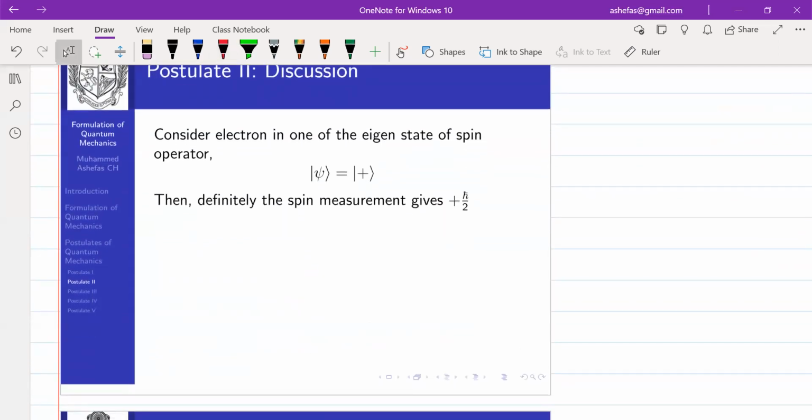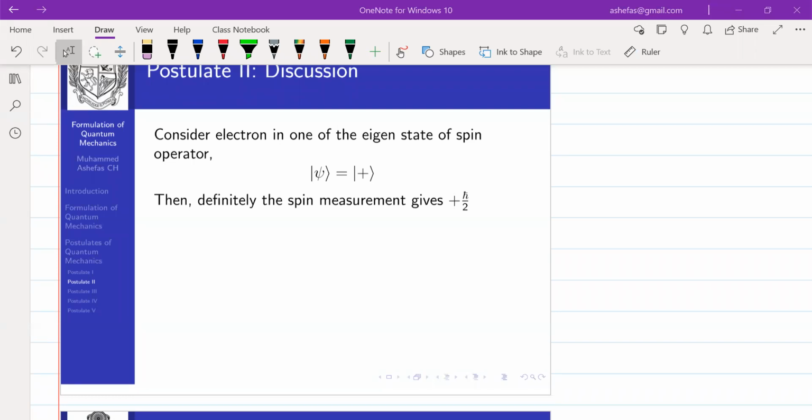Now, if the electron is in one of the eigenstates, for example, if ket psi is simply written as ket plus, that means it is certainly in the spin up state. So the measurement of spin will give plus h cross by 2. Similarly, if the state of the system is represented as ket minus, then we'll get the spin as minus h cross by 2.